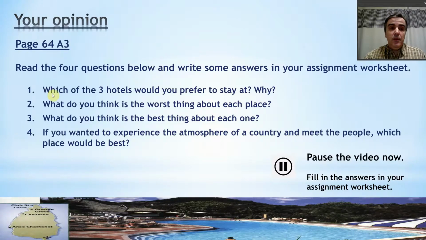So first one, which of the 3 hotels would you prefer to stay at and why? So choose one of the hotels that you maybe think is the best and explain why you like it. Question 2. What do you think is the worst thing about each place? So we've got 3 hotels. Which thing about each of them is the worst? So you should make 3 sentences. The first hotel, well, the worst thing about the first hotel is the food. The worst thing about the second hotel is, and so on.